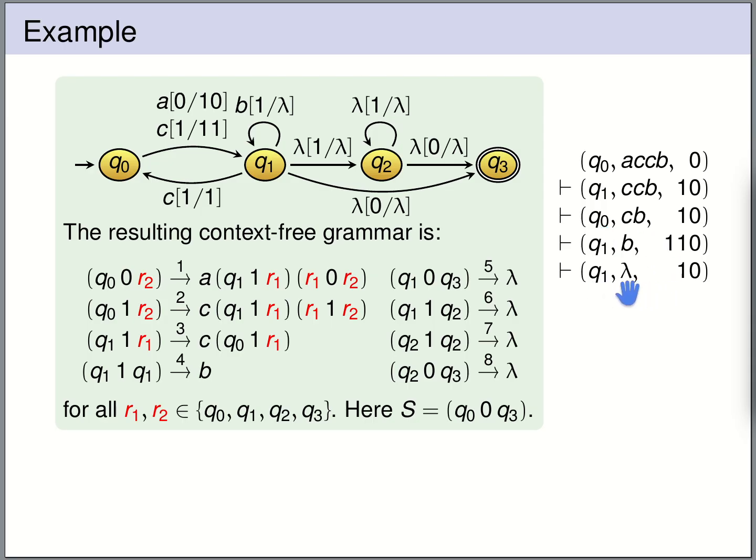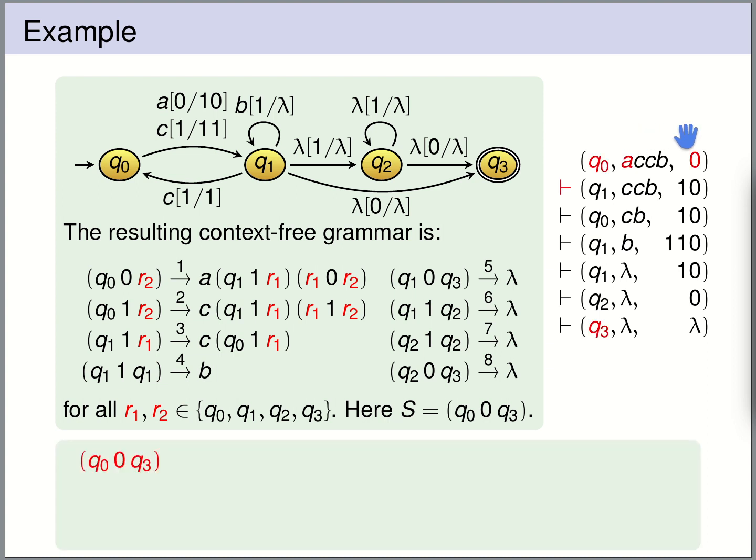We are in Q1, no more input letters to read, and the stack still contains 1, 0. We take a transition to Q2, so from Q1 to Q2 without consuming input and removing a 1 from the stack. Now we're in Q2, we take a transition to Q3, we remove the 0 from the stack, so the stack is now empty and the input is empty. We are in a final state with empty stack and empty input. So the word ACCB is accepted by our automaton.